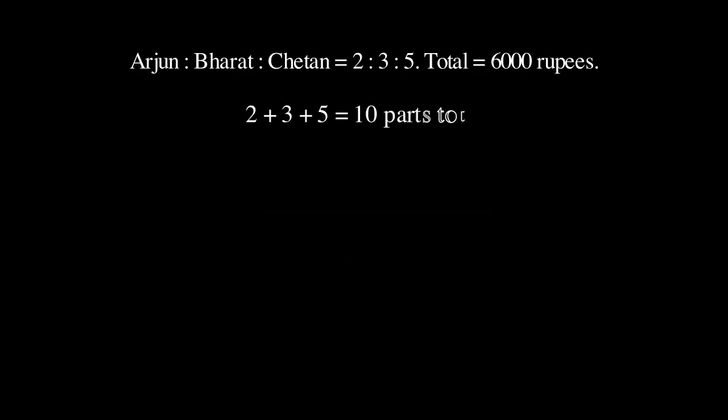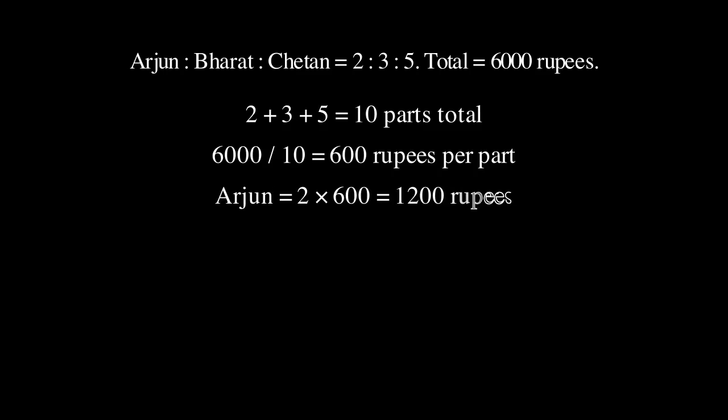2 plus 3 plus 5 gives 10 equal parts in total. We divide 6,000 rupees by 10 parts to find what one part is worth. Arjun has 2 parts, so his share is 2 times 600, which is 1,200 rupees.